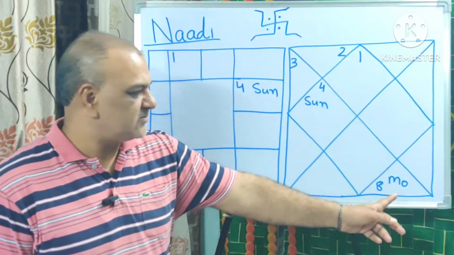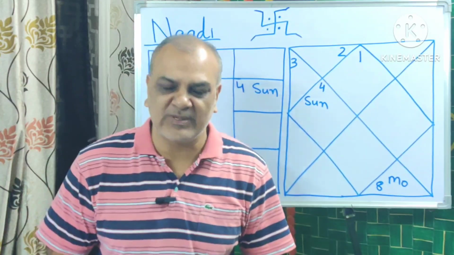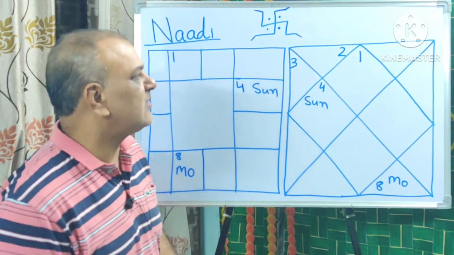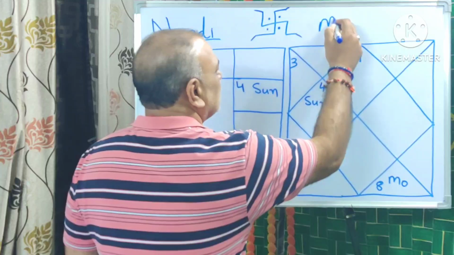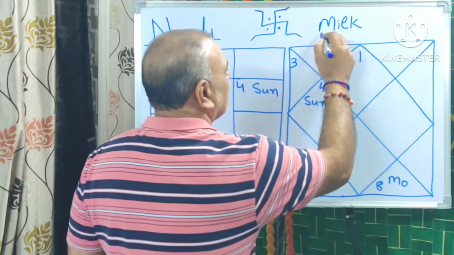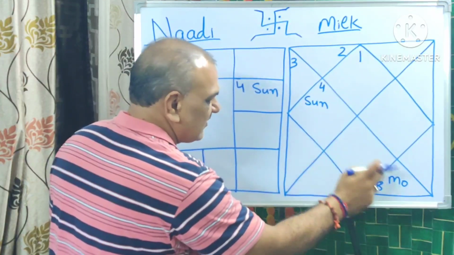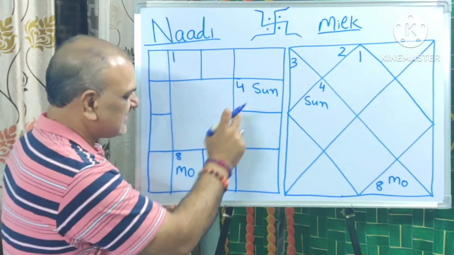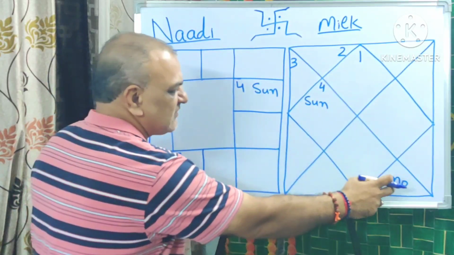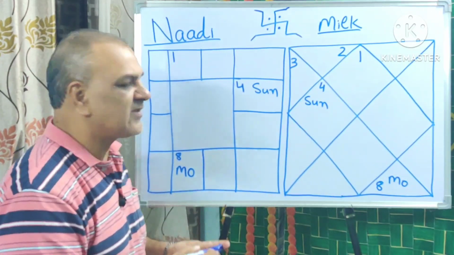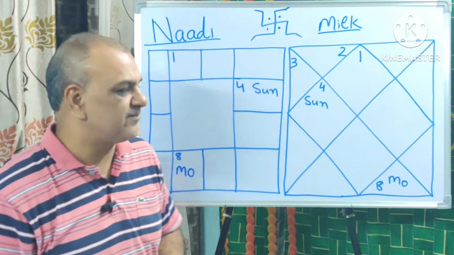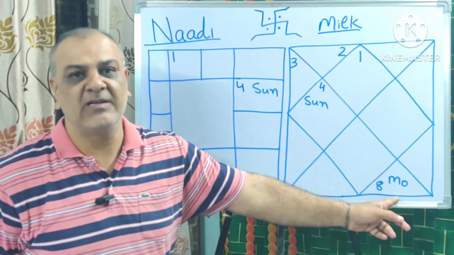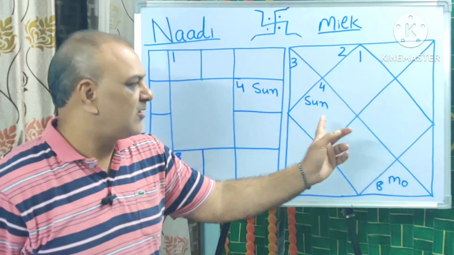Now second, Moon is the causative planet of mother. Moon is the causative planet of milk. This is a very important Nadi prediction. Moon is milk. So when you see this combination, Sun with Moon, Sun in trine to Moon, or Sun in fifth to Moon, because the fifth house is the house of habits. The fifth house is the house of bad habits also. So father will have a habit of drinking milk regularly, even at night or at daytime.